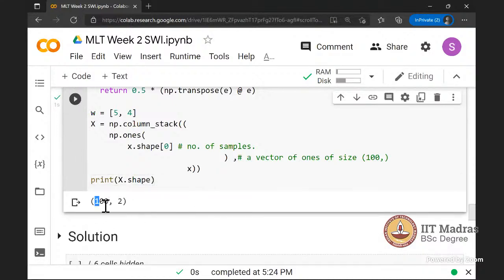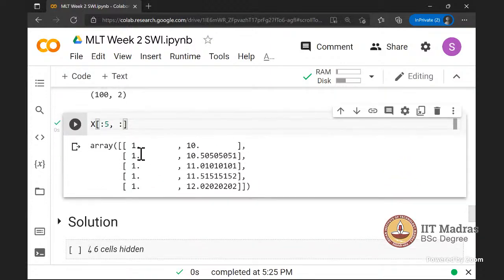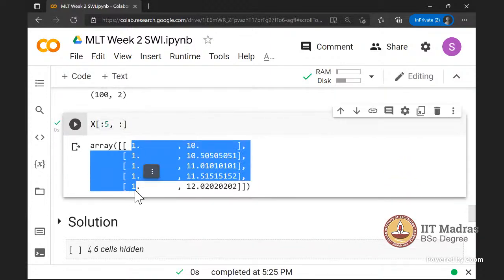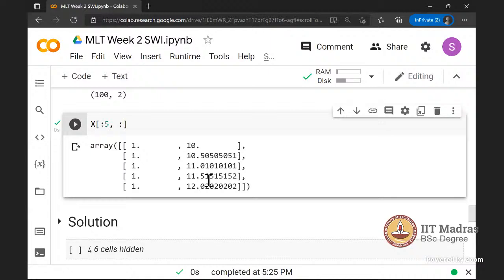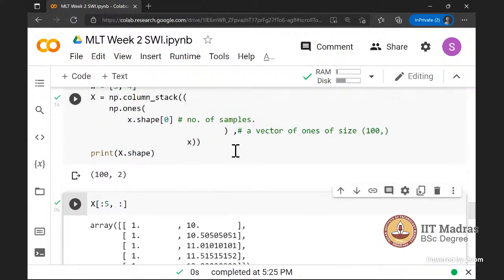There we see that there are 100 rows and 2 columns, as expected. All right, and we can see some 5 numbers from our modified data set: 5 rows and all columns. Now you'll observe that the first column is all ones and the second column has the data. Okay, any questions so far? No.